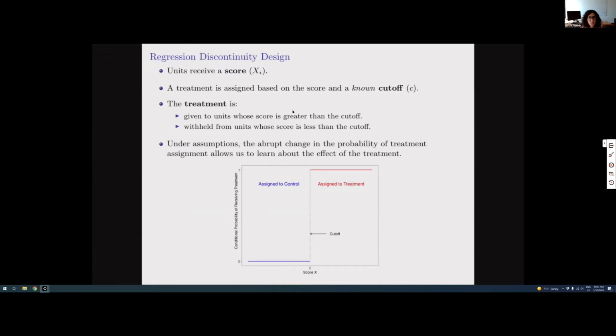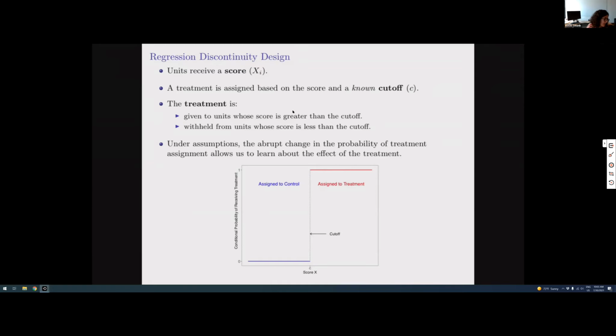So a regression discontinuity design is defined by a triplet of a score, a treatment, and a cutoff. The units in the study receive a score, and I'm going to call that score X. The treatment is assigned based on the score according to a rule. Without loss of generality, we're going to assume that the treatment is given to units whose score is greater than the cutoff, and the treatment is withheld from units whose scores are below the cutoff. When I withhold the treatment, I'm going to call that control.